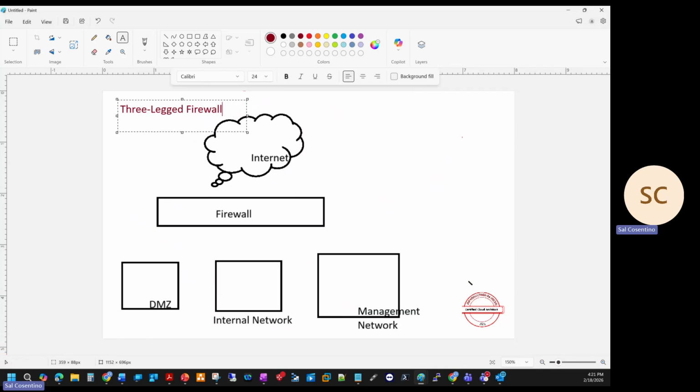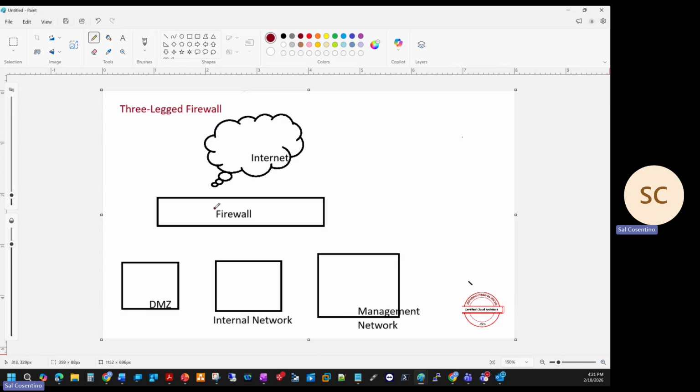Think of it this way, from a network perspective, from a security perspective, and from a strategic or business perspective, and the trade-offs involved in this three-legged firewall. We have a connection that goes through the firewall to the DMZ, a connection from the firewall to the internal network, and then the firewall to the management network. A single firewall with three legs, and that's where three-legged firewall comes from.